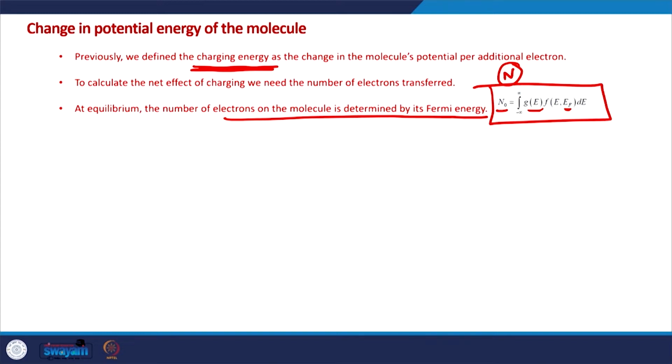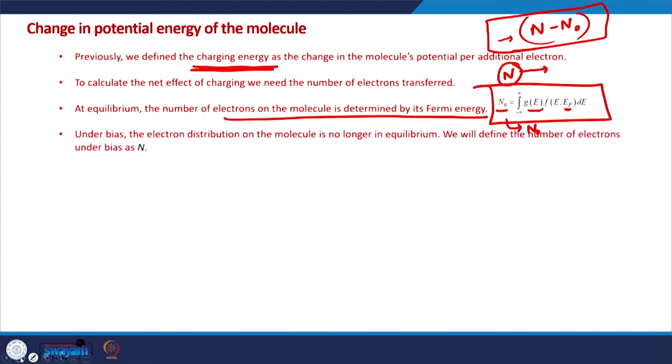So in steady state, if the number of electrons in the molecule is n, in equilibrium the number of electrons on the molecule or on the quantum dot is n naught. So there is this net change of n minus n naught on the quantum dot, and this change in the number of electrons will change the potential energy in two ways. One is the charging energy, second is the state filling energy. Charging energy is modeled by the electrostatic capacitance, and the state filling is modeled by the quantum capacitance.